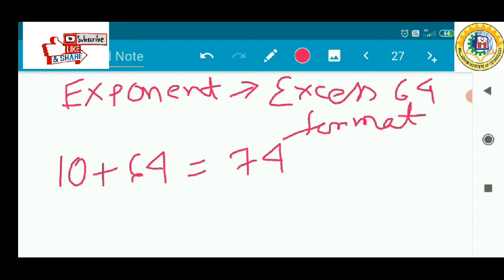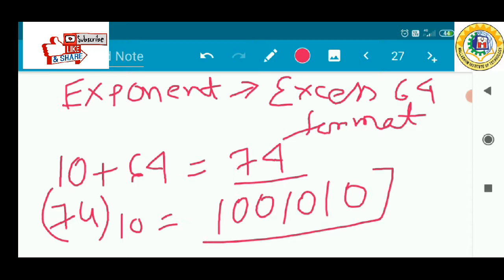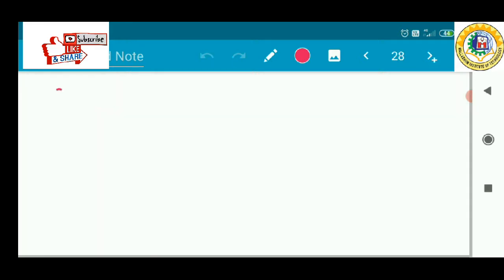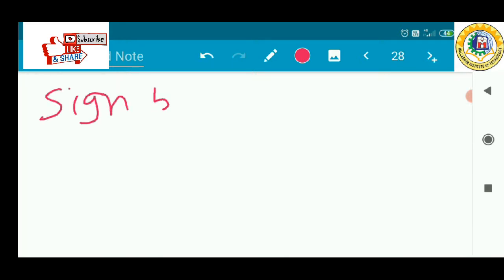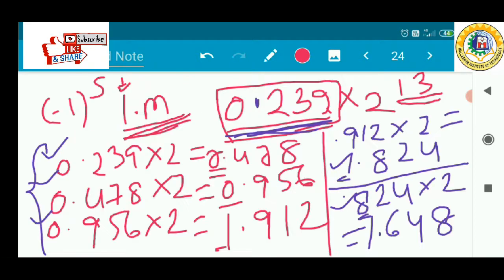The binary equivalent of 74 is 1001010. This is the exponent. You can verify this. So this is the binary equivalent of 74, and obviously the sign bit is equal to 0, as the number is a positive number. So that is all about the question.